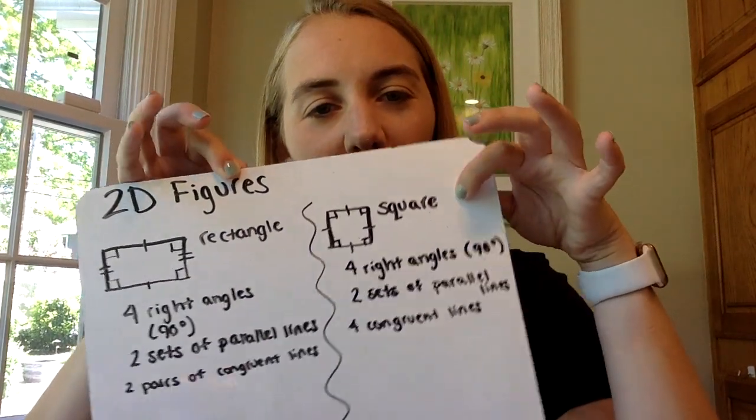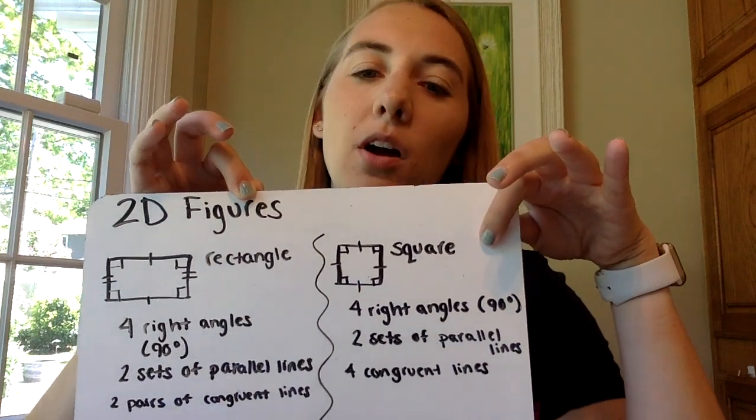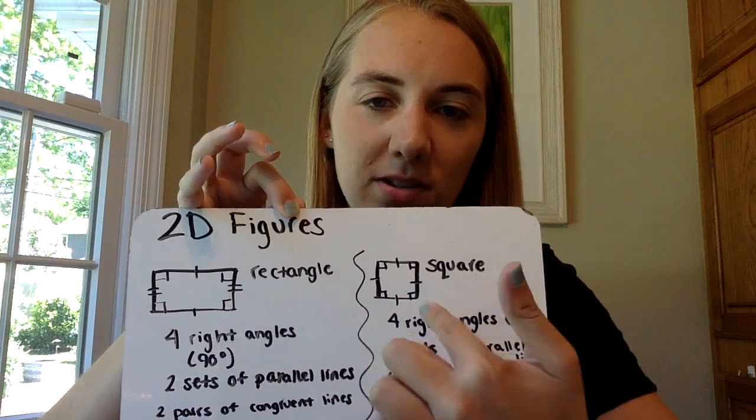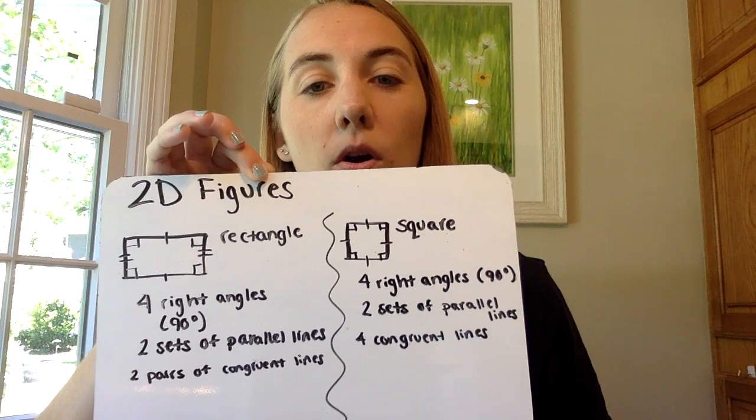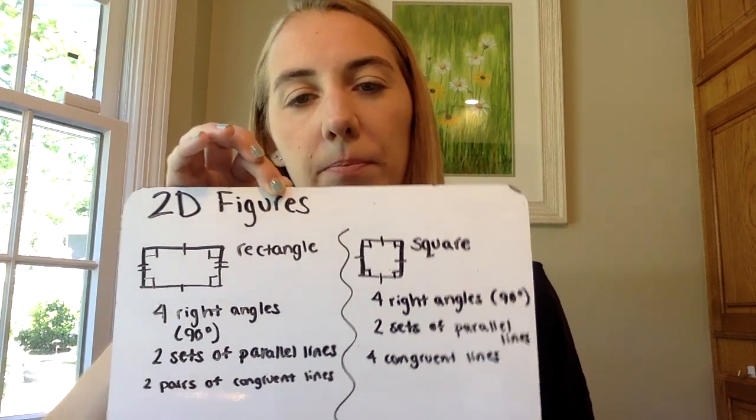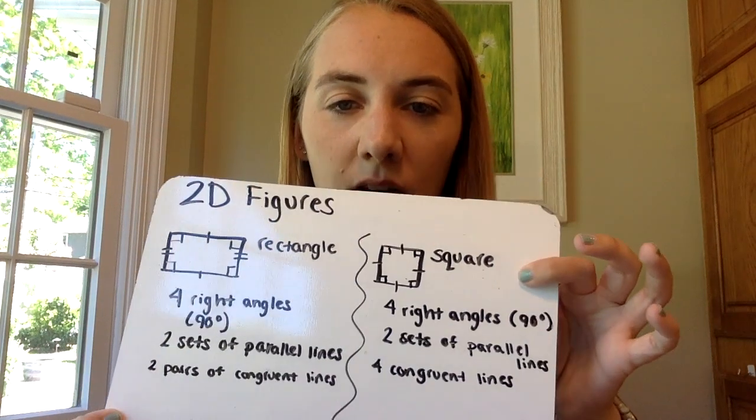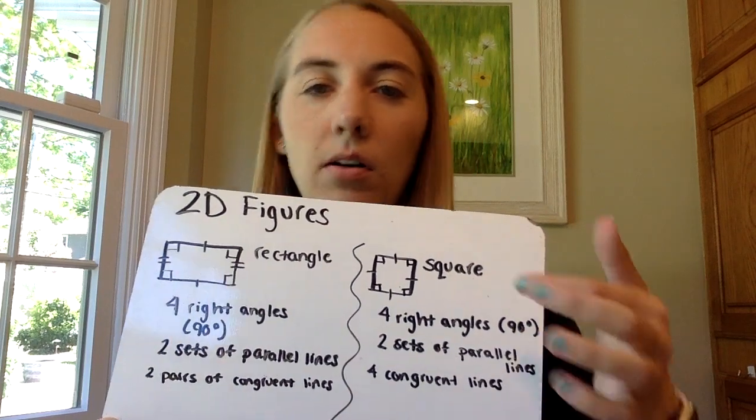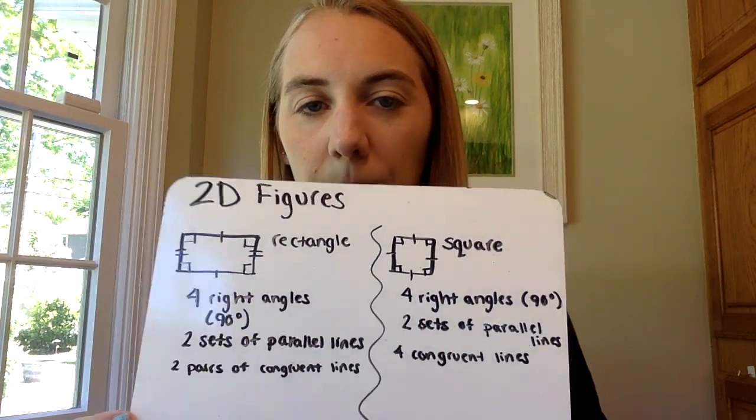So squares and rectangles, very similar, except for one thing that's different. Squares have 4 congruent lines. So you can see on the square here that there are 4 dashes on all the sides, means that those 4 sides are all congruent. And then we also have 4 right angles and 2 sets of parallel lines. So we still have the up and down parallel lines are parallel to each other, and then the horizontal lines are also parallel line to each other. So those are rectangles and squares.